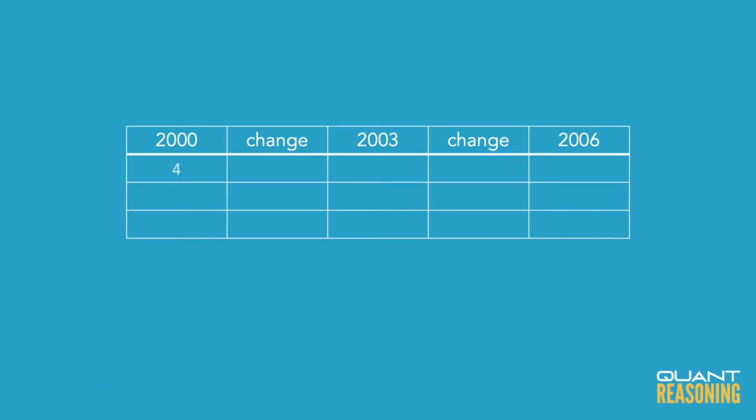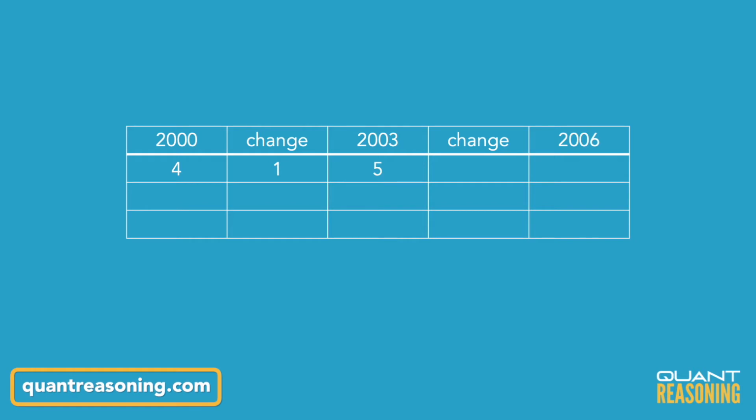The first change was an increase of 1/4. So if I call my base 4, we're going up by 1. This is all in the world of ratios. So that gets us to 5 ratio units in 2003. And unfortunately, now we have a decrease of 1/3. And the reason I say unfortunately is because 1/3 of 5 is not an integer.